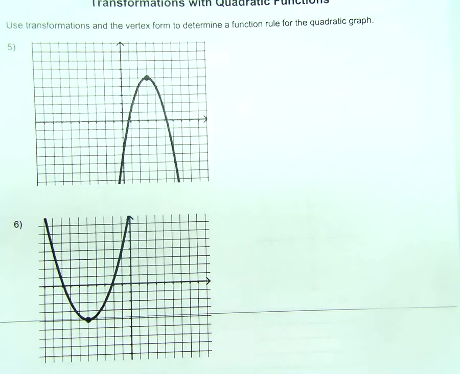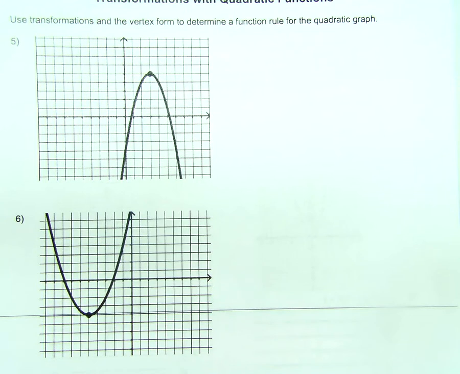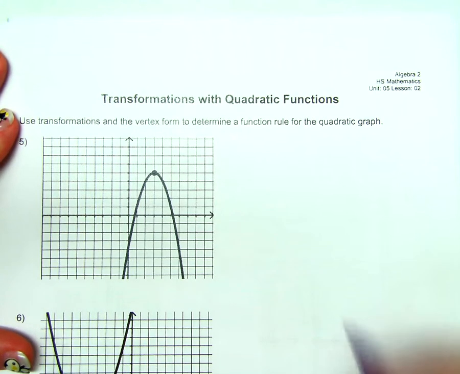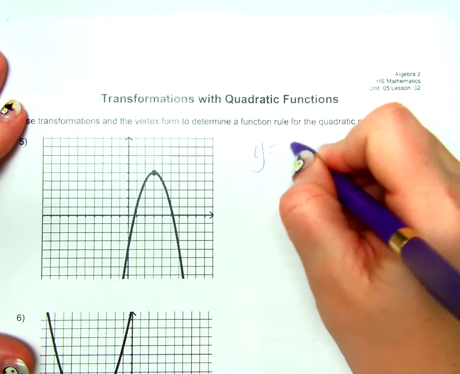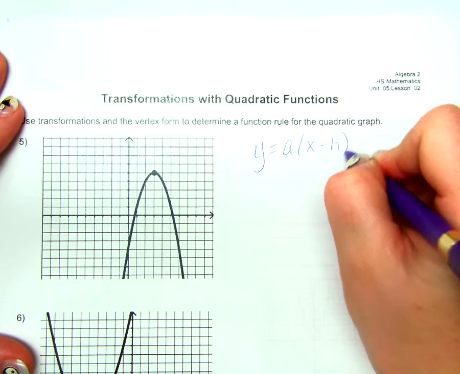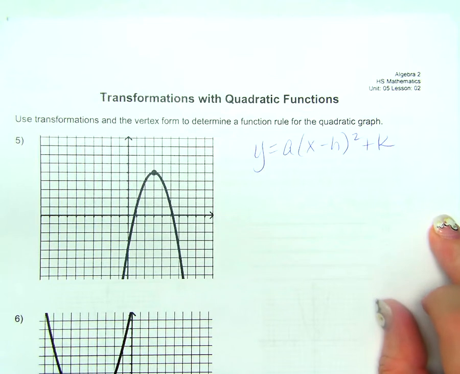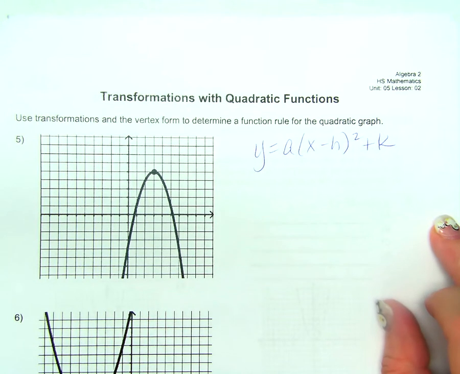Please turn over to number 5. Can you do this backwards now? Y equals a times x minus h squared plus k. I'm going to finish this for the video, so if you want to stay you can, but I'm going to finish it for the video and I'll have it on my blog.